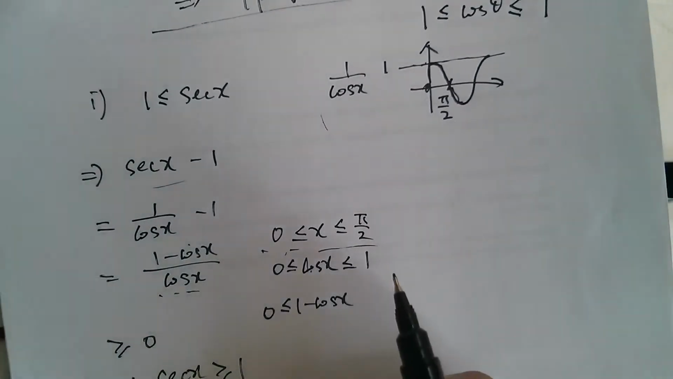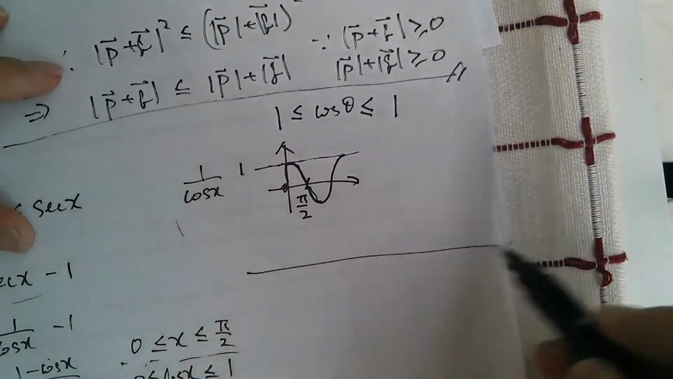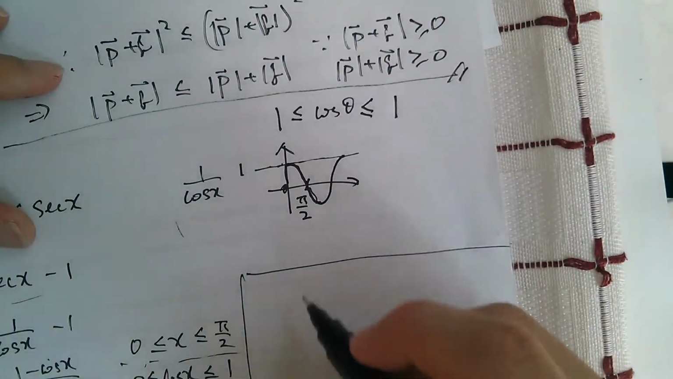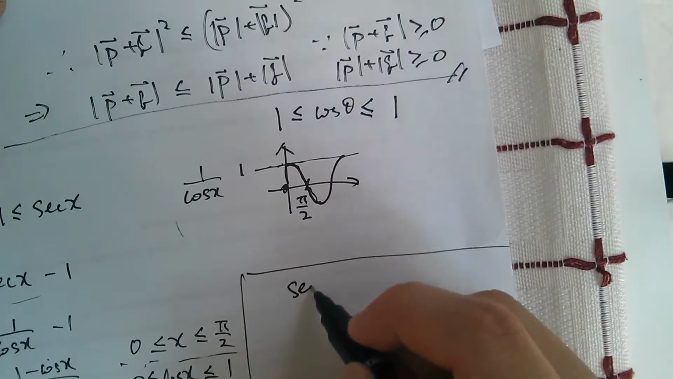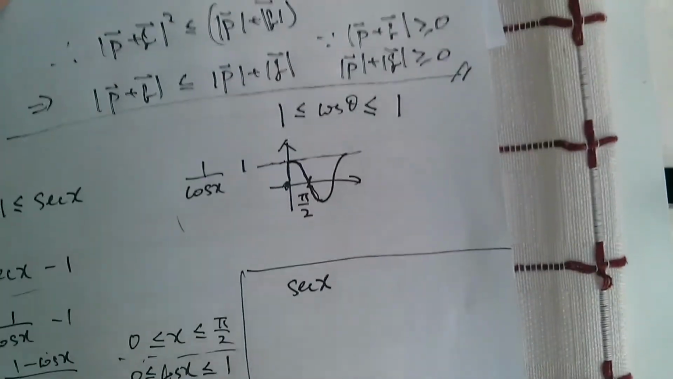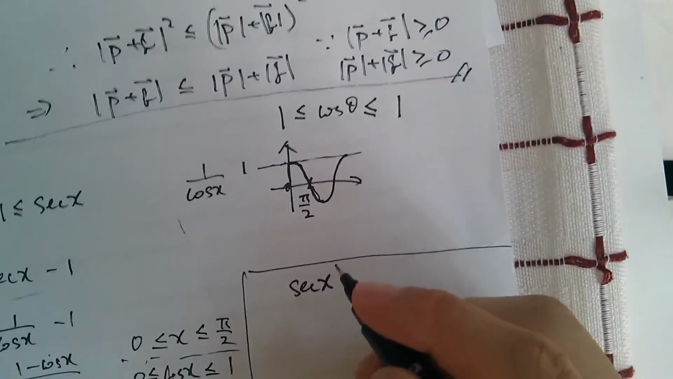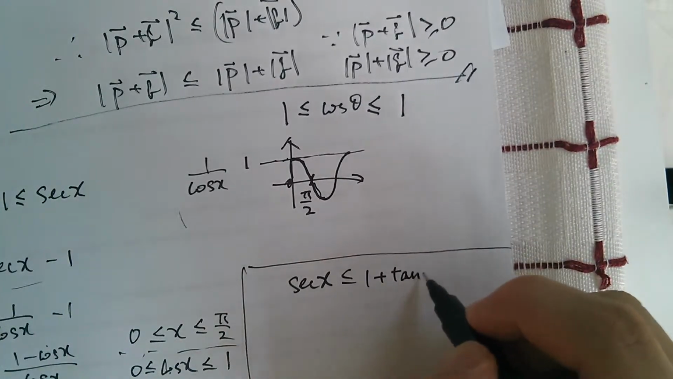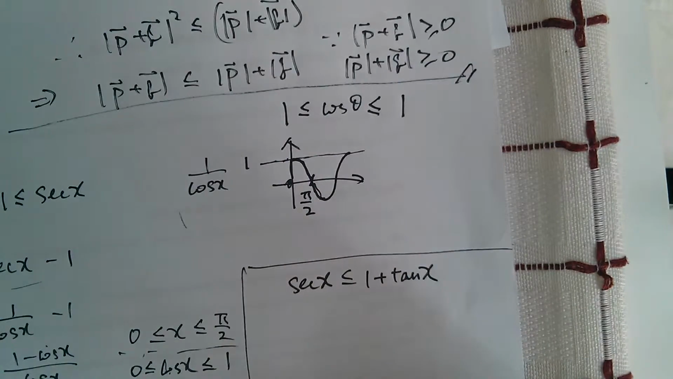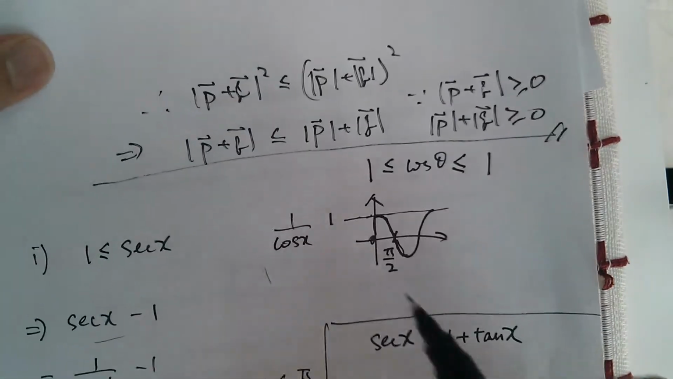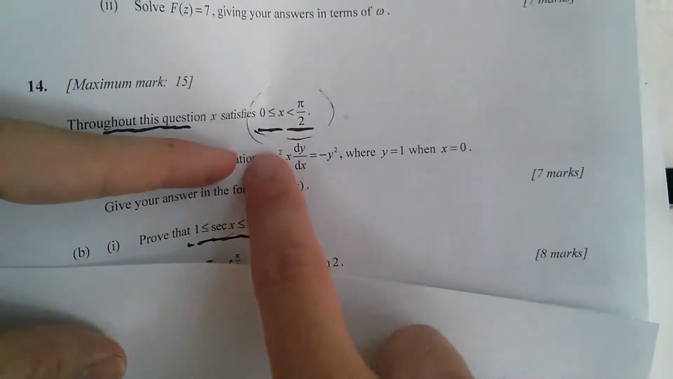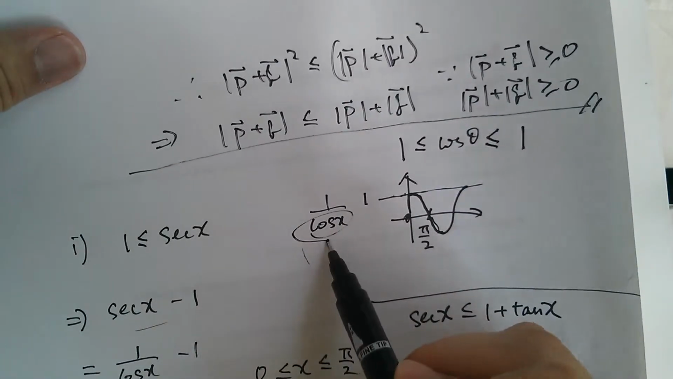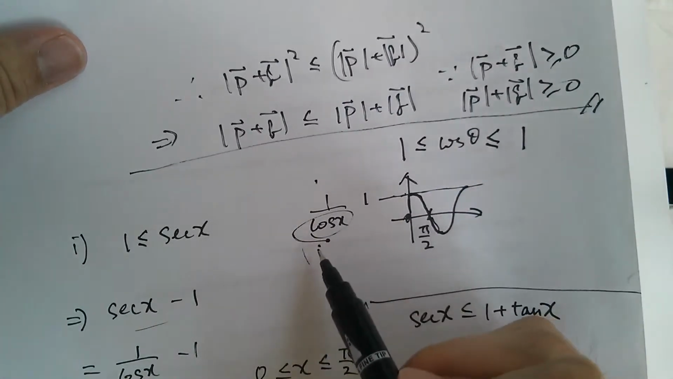The right-hand side is secant x and 1 plus tangent x. Let's do that here. I want to show that secant x is less than or equal to 1 plus tangent x. Well, from the above analysis, in this range from 0 to pi over 2, cosine is always positive. So 1 over cosine is always positive. Therefore, secant itself is always positive.